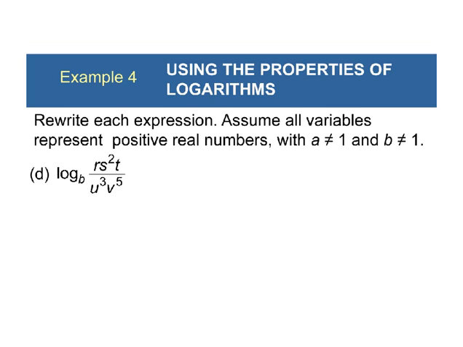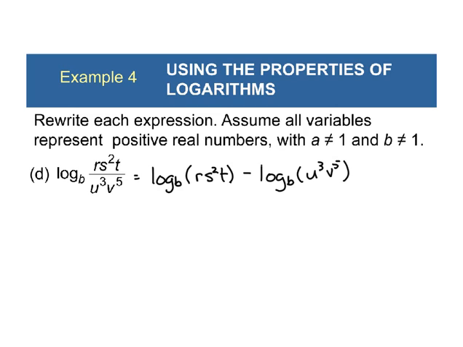So now in this one, it gets quite a bit more complicated. So I'm going to do it in steps, and that's how I suggest you do it. If we have anything being divided, let's expand that portion of the logarithm first. So log base b of our numerator, r s squared t, minus log of our denominator. So u cubed v to the 5.